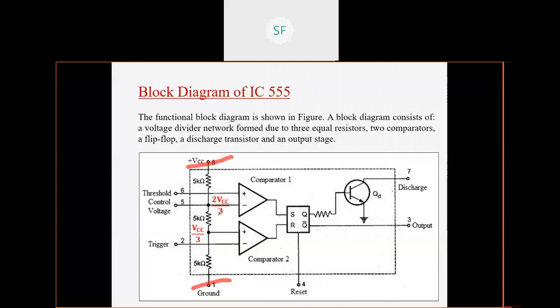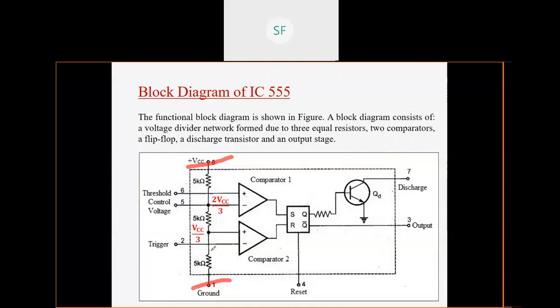Now since these 3 resistors are there, there must be some voltage drop across each resistor. Since there is voltage, current will flow through the resistors. Current always flows from positive to negative. So since current is flowing, there will be some voltage drop across these 3 resistors. But now the question is, how will this voltage drop? Since the value of each resistor is 5 kilo ohm, that is, each resistor is equal, the voltage drop will also be equal.